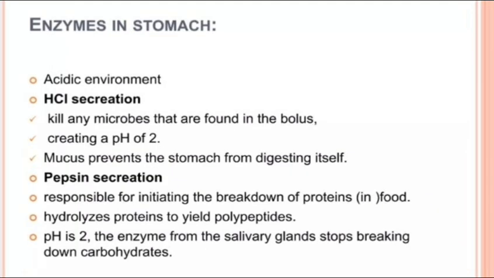Enzymes in the stomach. Acidic environment: HCl secretion kills any microbes that are found in the food, creating a pH of 2. Mucus prevents the stomach from digesting itself. Pepsin secretion is responsible for initiating the breakdown of proteins in food. It hydrolyzes proteins to yield polypeptides. If the pH is 2, the enzyme from the salivary glands stops breaking down carbohydrates.